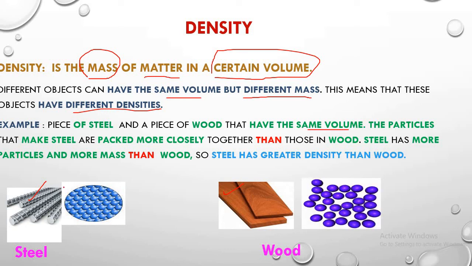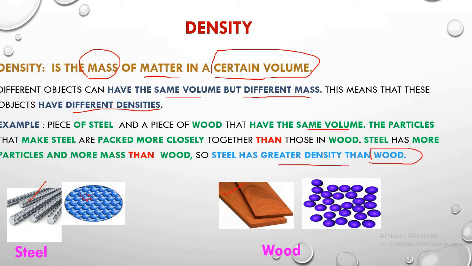The particles that make up steel are packed more closely together, with no space between particles, while in wood the particles are not packed closely, there is a space between particles. So steel has more particles and more mass, as the particles are more packed together. So steel has greater density than wood.